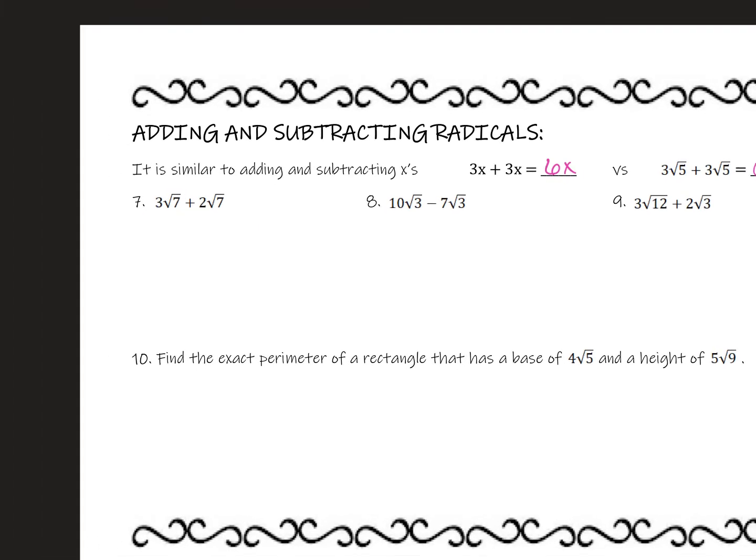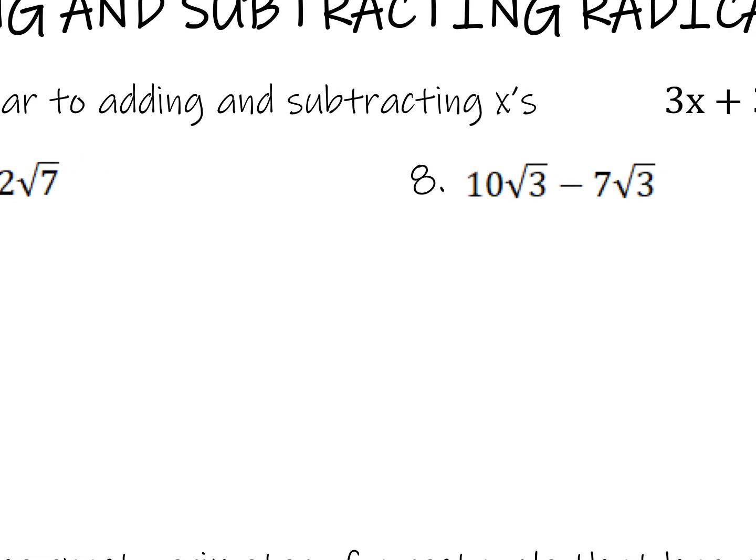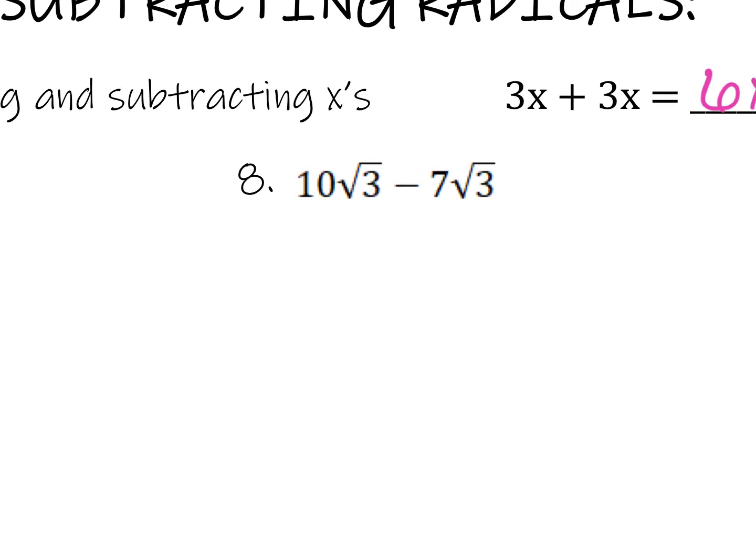All right? So now we're going to go here. 3 radical of 7 plus 2 radical of 7. Well, that's 5 radical of 7. Here, 10 radical of 3 minus 7 radical of 3. Well, I'm going to subtract the 10 minus 7. So I get 3 radical 3.